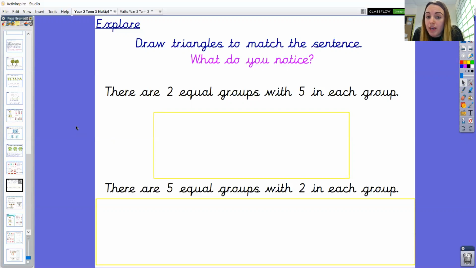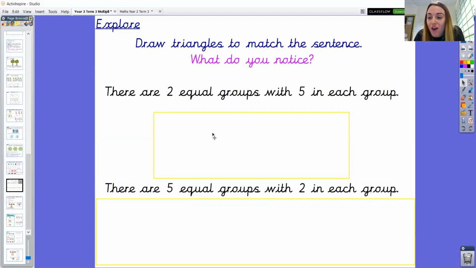Well done. I notice that the numbers 2 and 5 have been used in both sentences. But I also recognise that the 2 and the 5 have different meanings, so they represent something different in each sentence. It's really important that we think about that when we answer this question. I wonder if you could pause the video and have a go at drawing your equal groups with your triangles inside each group for both of these sentences.